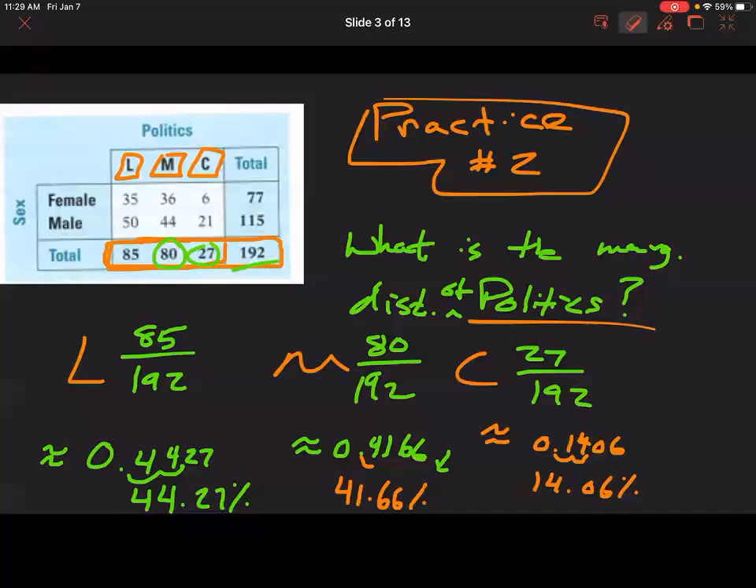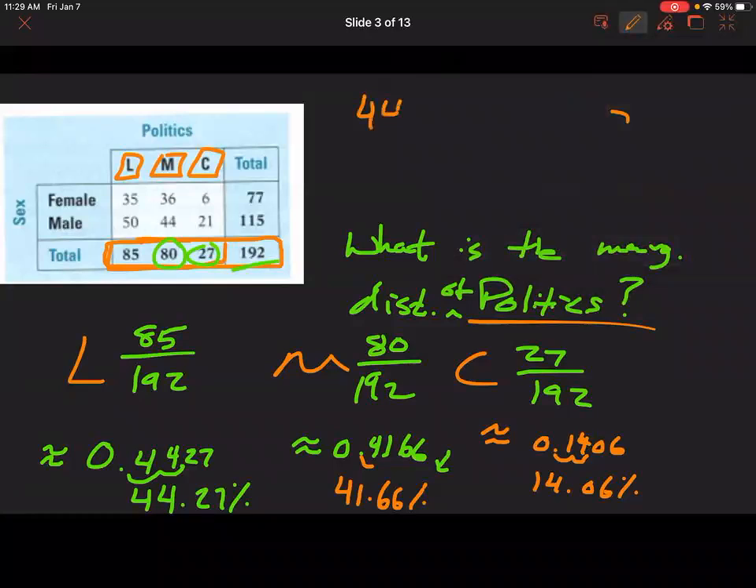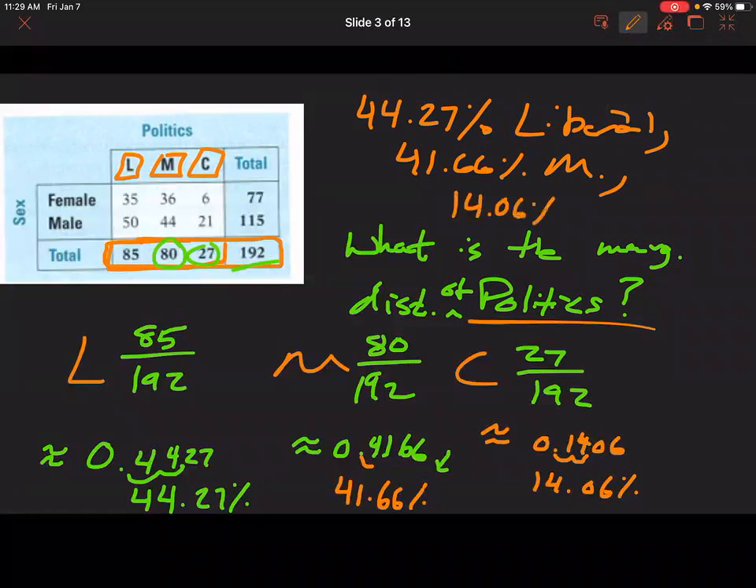So for our answer, again, we'd write this out as a sentence. So we'd say the marginal distribution, 44.27% of people were liberal, 41.66% were moderate, and 14.06% were conservative. And one thing you could do to address those rounding errors, you could just, again, put that word approximately. So approximately 44.27% were liberals and so on.